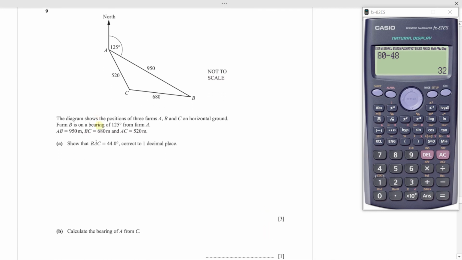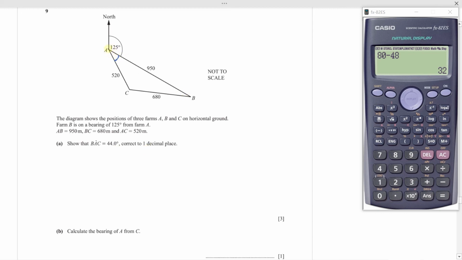Question number 9 is the diagram shows position of three farms A, B, and C on horizontal ground. Farm B has this bearing 125, and you have these lengths given 520 meters, 680 meters, and 950 meters. First part is show that BAC equals 44 degrees, correct to one decimal place. So BAC is this angle here.